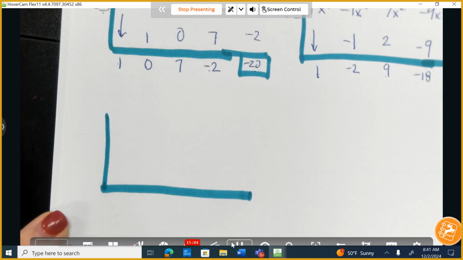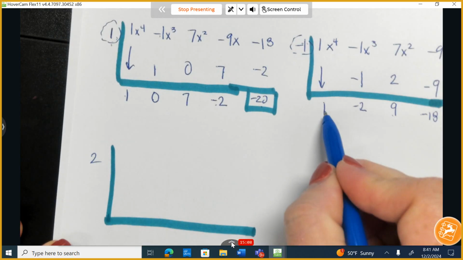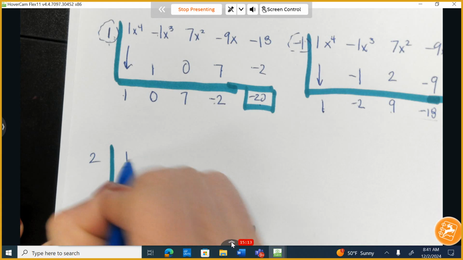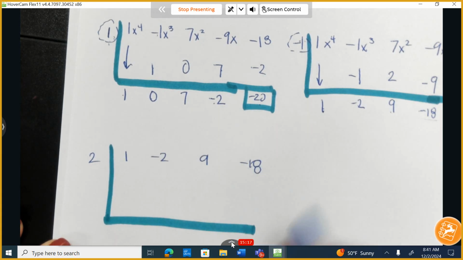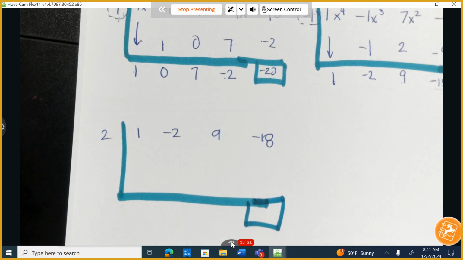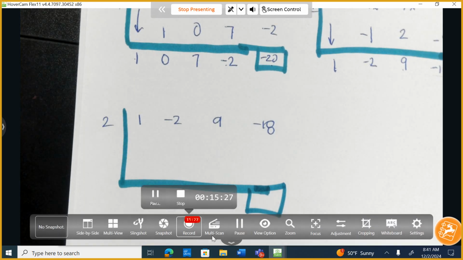Now when I write this down, notice this, I'm going to test 2 next. It's my next number on my list. I'm going to write these numbers down. So I'm not putting down a 0. I'm going 1, negative 2, 9, and negative 18. And then I'm going to see, does this give me a 0? All right, I'm going to press pause, you and your partner. So here we go. You ready?